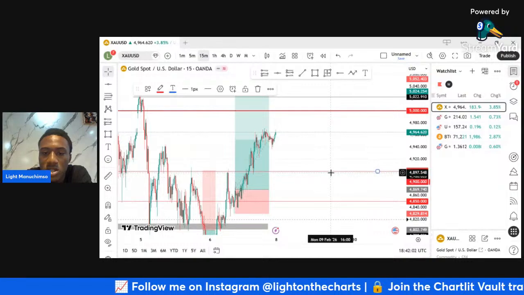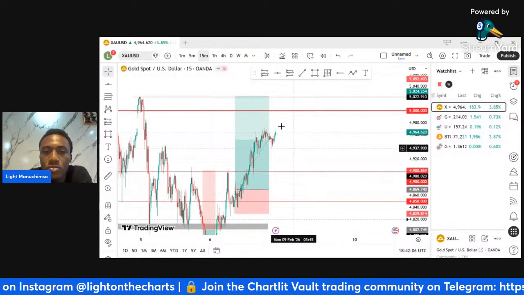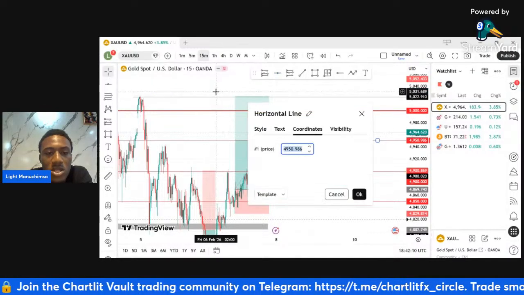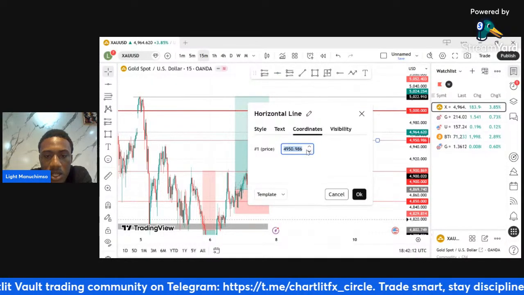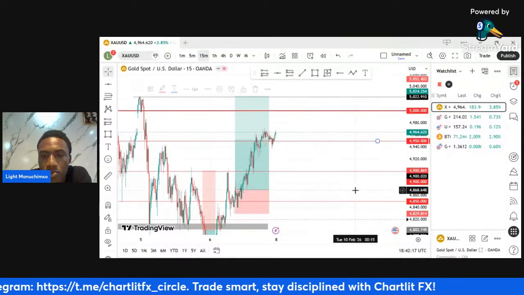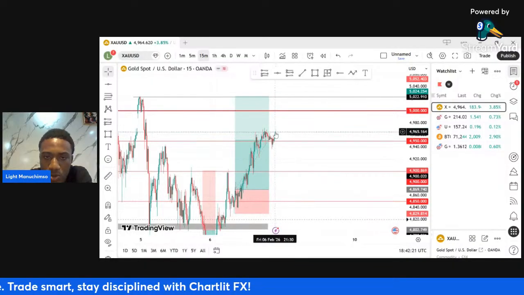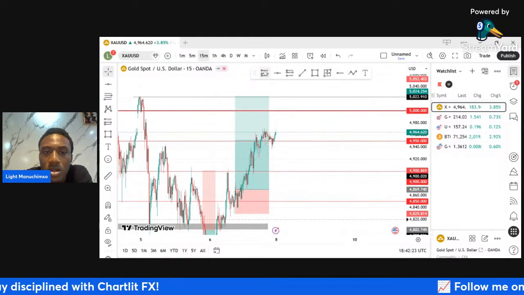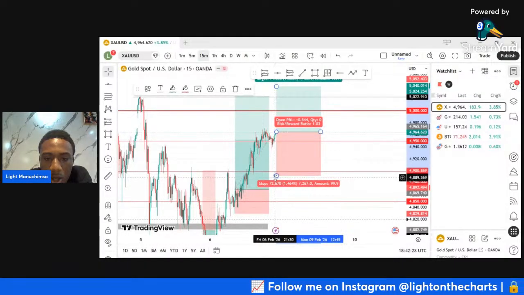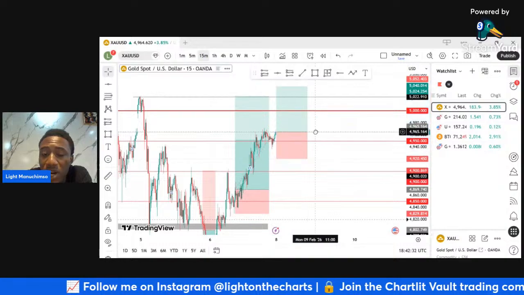You can see this 4,900. The next psychological level should be 4,950. And now you can see price goes here, rejected, pushed up. That means buyers are stepping in. Now, if gold was open, I would have taken this trade. My stop loss somewhere around here and catch this move very fast.